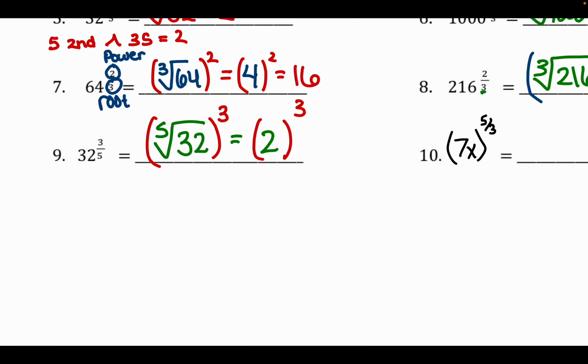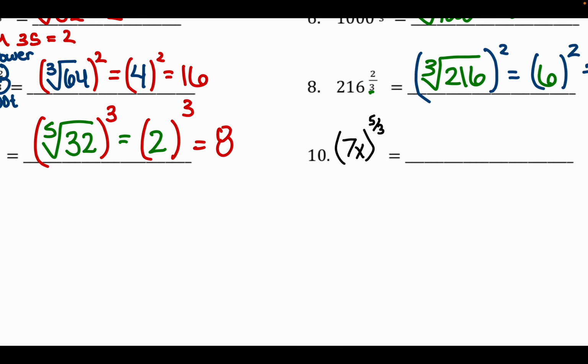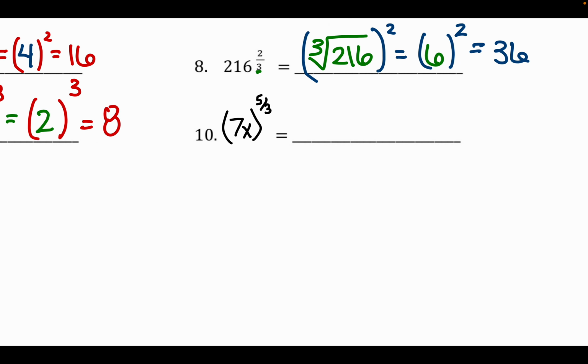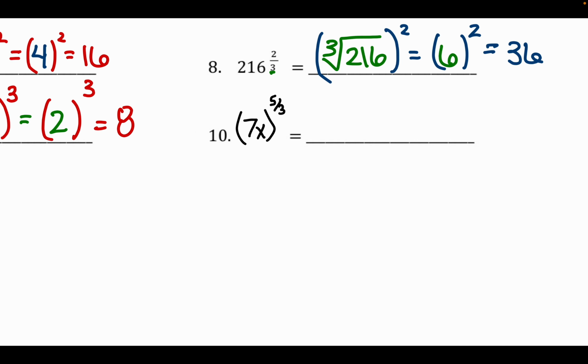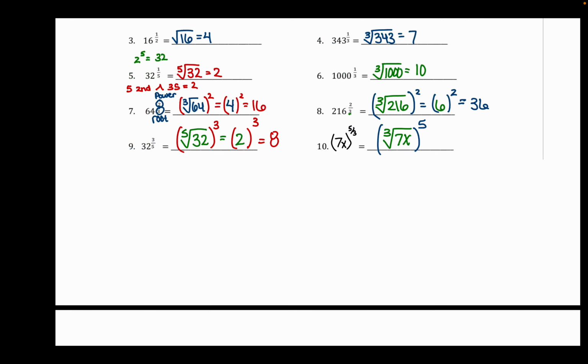And then 2 cubed is 8. Okay, so this is 7x to the 5/3. So this one we're not going to evaluate, but we can still rewrite it into radical form. So this is the cube root of 7x, and all of that is to the 5th power. Okay, when you're done writing, flip the page.